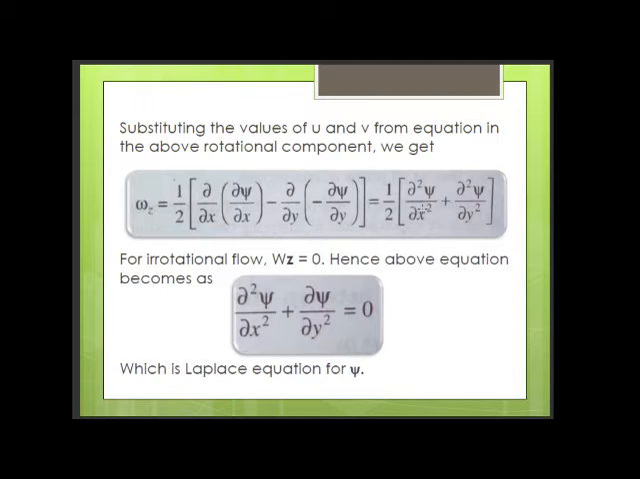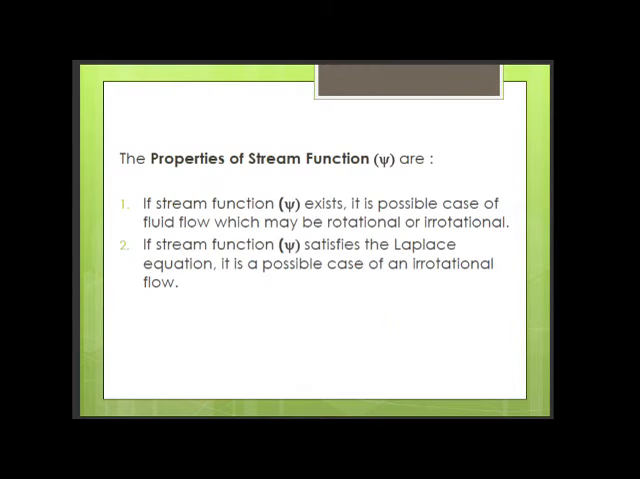Okay, so for the irrotational flow, this rotational component must be equal to 0, wz = 0. So the above equation becomes ∂²ψ/∂x² + ∂²ψ/∂y² = 0. This is the Laplace equation for ψ, for the stream function. Okay, this is a Laplace equation for the stream function.